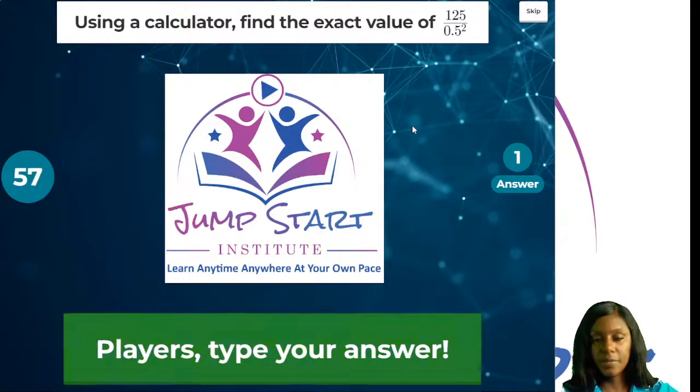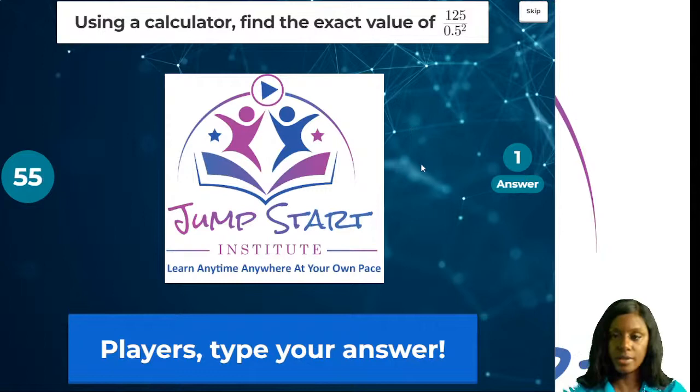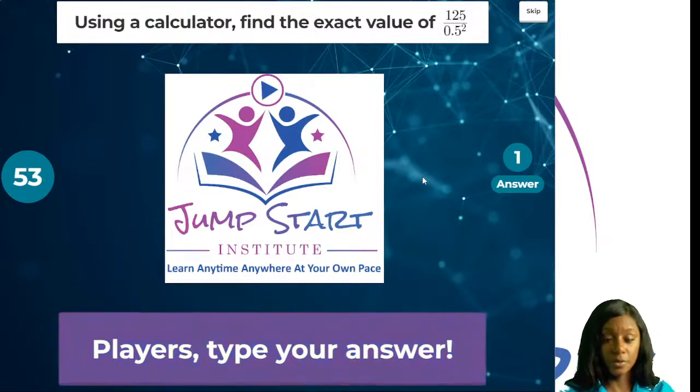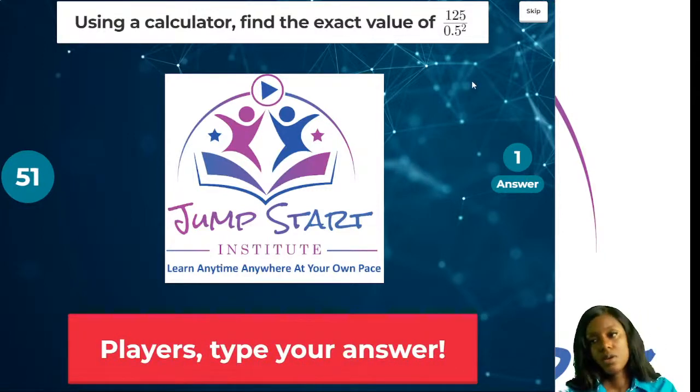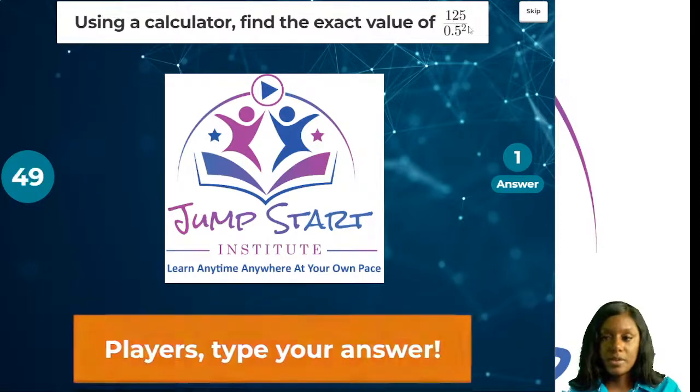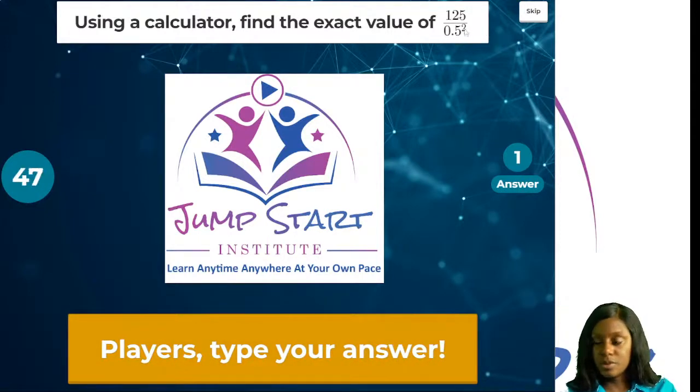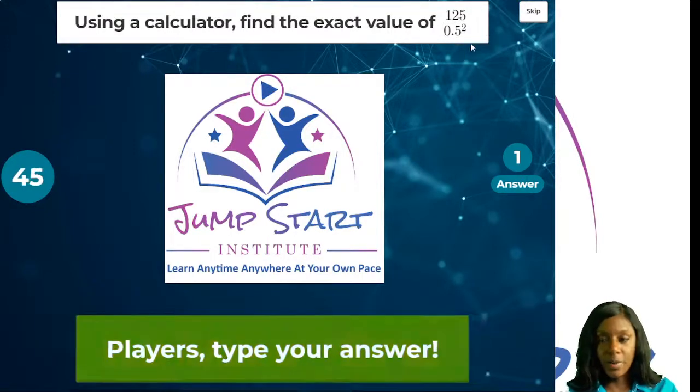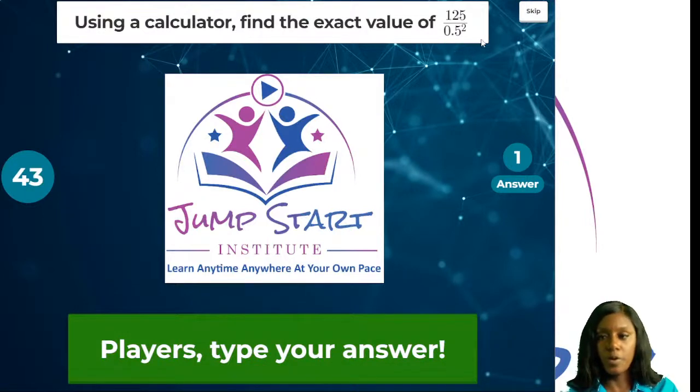Again, you simply type this into your calculator and you write in the exact value. You don't necessarily have to use the fraction function, because the slash here means divide. You can use 125 divided by 0.5 to the power of 2, but you can also use the fraction function on the calculator.